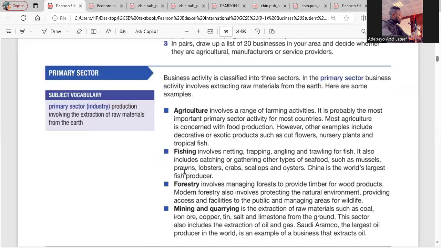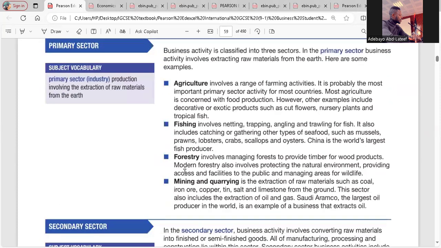Now, we start with the primary sector. Business activity is classified into three sectors. We have the primary sector business, the secondary sector business, and the tertiary sector business at this level. So these are the three classes of business we have. We start with the primary sector.